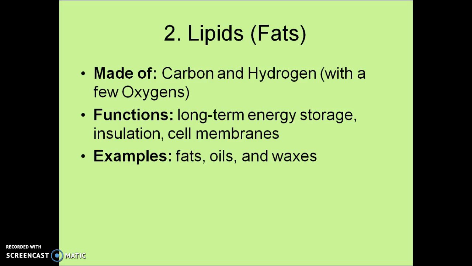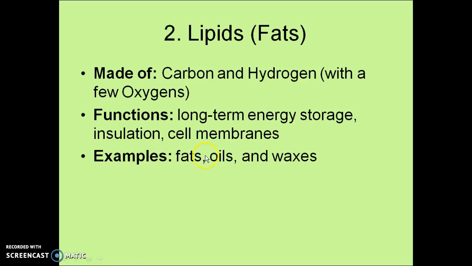Okay. Our second macromolecule are the lipids or fats. They are made of mostly carbon and hydrogen atoms, but there are a couple oxygen atoms as well. So it doesn't have the same 1-to-1 ratio that carbs do. It has a lot more carbons and hydrogens than it does oxygens. Lipids are used for several purposes in cells. They're used for long-term energy storage, insulation, to stay warm, and also they're found in cell membranes.